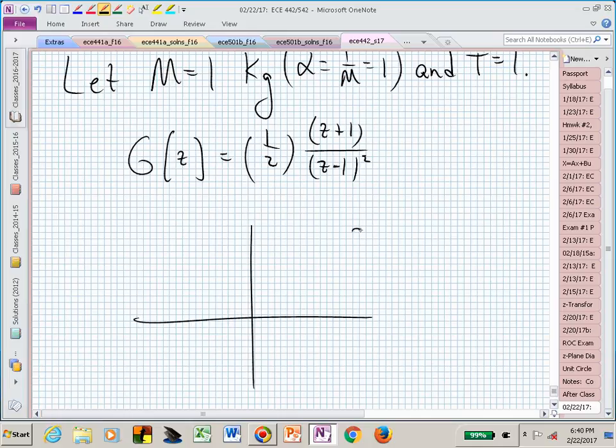Here in the z-plane, for a pure mass, here's 1, here's -1, here's j, here's minus j. Can you tell me where I have poles and zeros for this pure mass with a mass of 1 and a sampling period of 1? The 1/2 is just a scaling. That doesn't impact our poles and zeros. Where do we have poles? 2 poles right on top of each other, right at 1. And where's our 0?